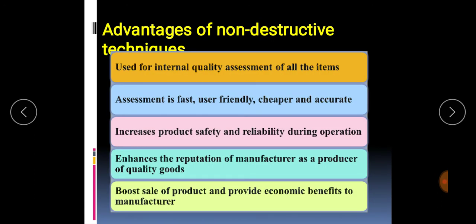Then, advantages of non-destructive technology used for internal quality assessment of all the items. Assessment is fast, user friendly, cheaper, and accurate. It increases product safety and reliability. Product safety is also increased, and reliability during operation.